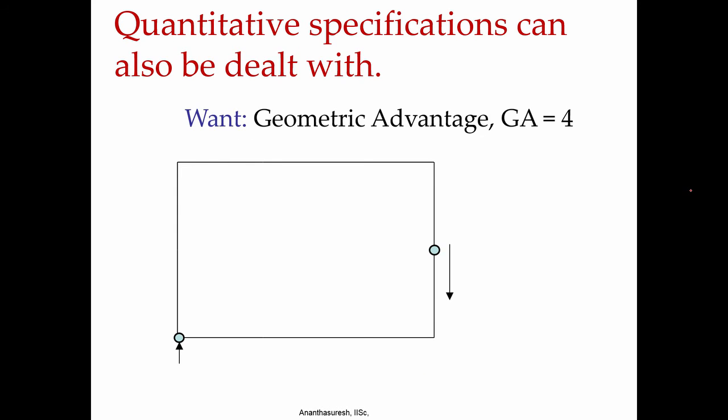Now, let us take another one where we can be quantitative in our specifications. So we have here, we want a geometric advantage of 4, that is, this is let us say input, little arrow, and this is output where it should be 4 times that. We want 4 times displacement, okay, 4x, not x4, 4x. So how do you do that?